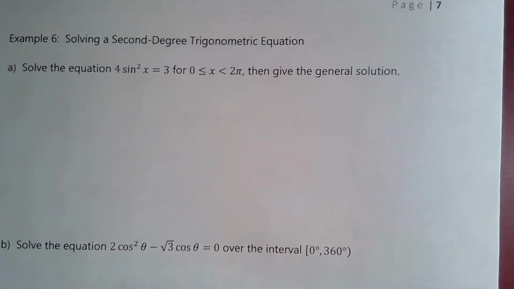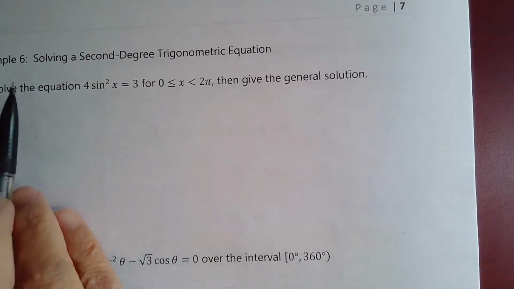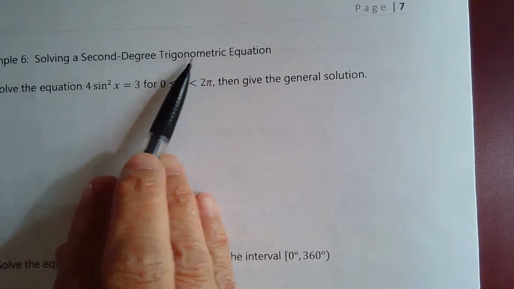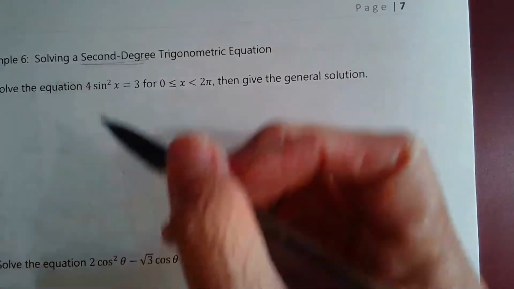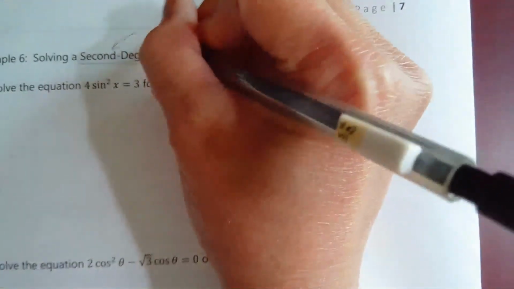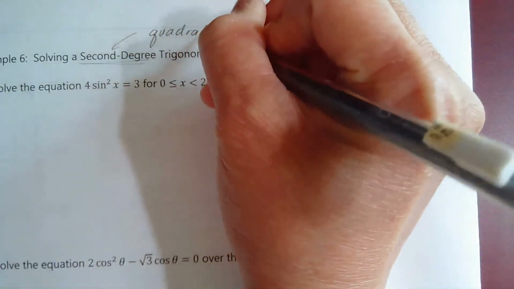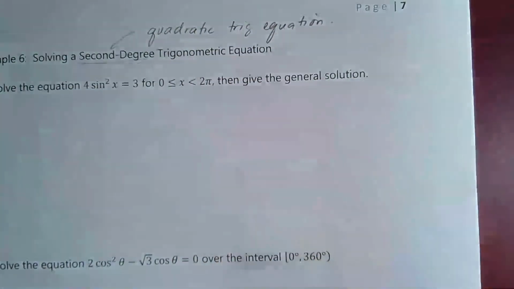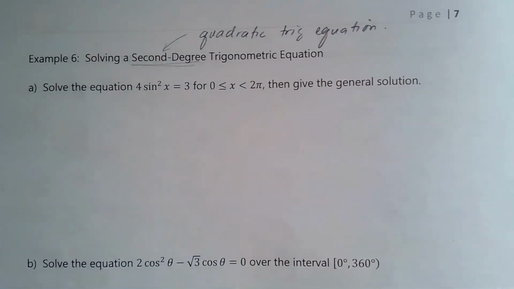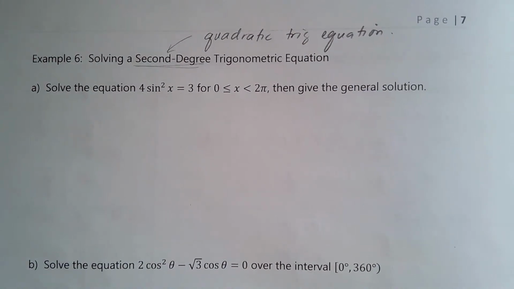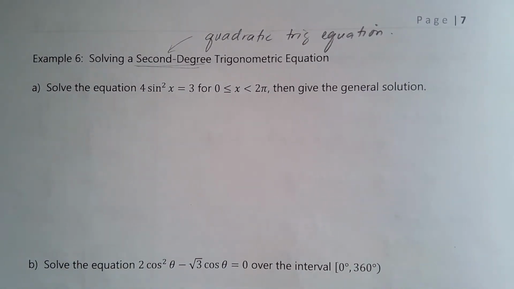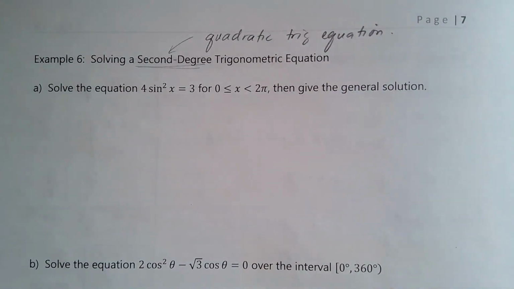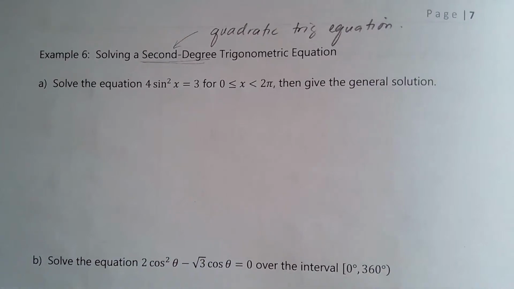Okay, so here we go. In page 7, example 6, this time we're going to talk about second degree trigonometric equations. When we talk about second degree, we're thinking of a quadratic trig equation. So what does that look like? Because we're talking about quadratic trig equations, you might have to do some factoring. Let's see how that goes.